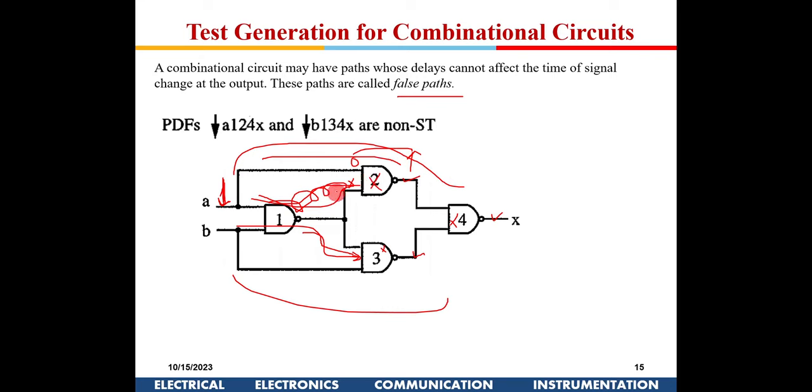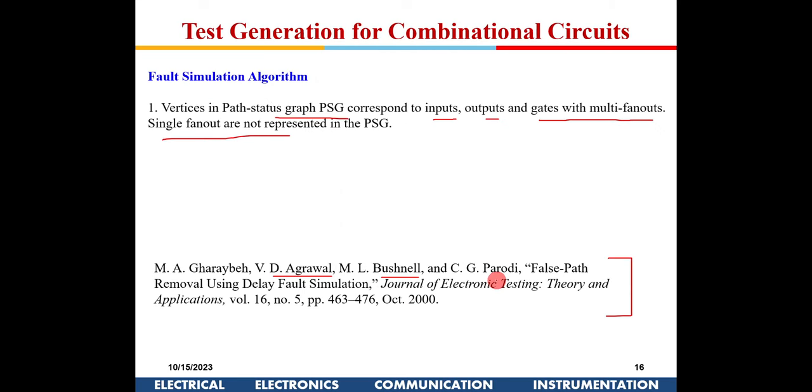The bottom path from here cannot be tested because this input is directly available here, and this will dominate it without any delays coming here. So from A, A124X, this cannot be identified. Suppose during fabrication one big capacitor has been erroneously fabricated here, and there is a delay in this path, so that cannot be tested actually. So that is okay, sir. Understood. Thank you.